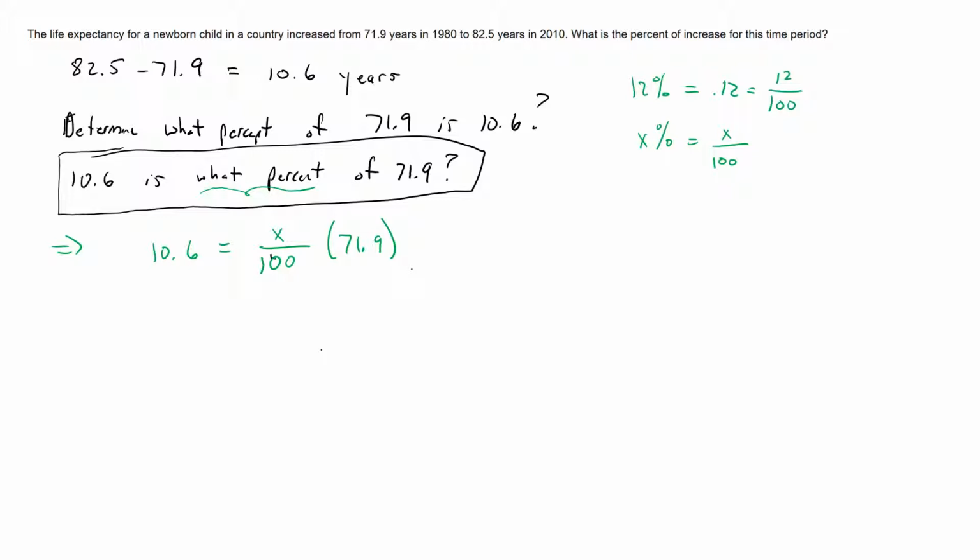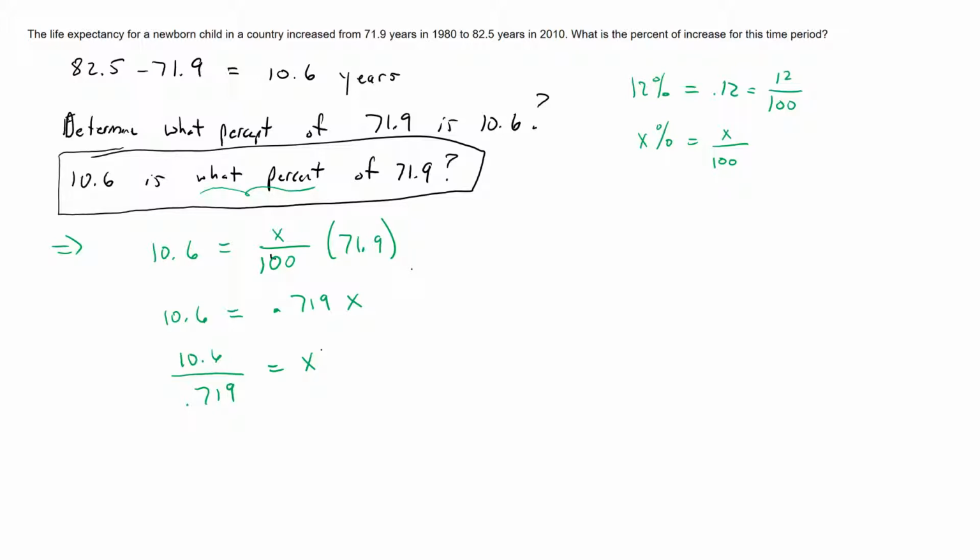To solve this, we could begin by multiplying both sides by 100, or alternatively, we could take 71.9 and divide it by 100. It doesn't matter. So if I take 71.9 and divide it by 100, that would be 0.719. We just move the decimal to the left twice. So I divided 71.9 by 100. And then now we just divide by 0.719. So 10.6 divided by 0.719 would be the answer.